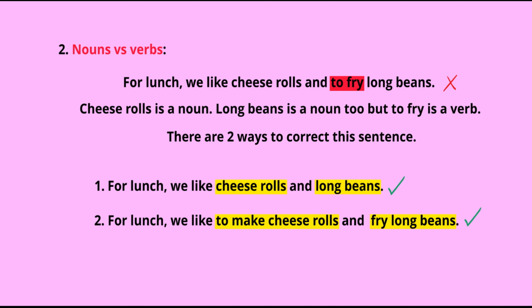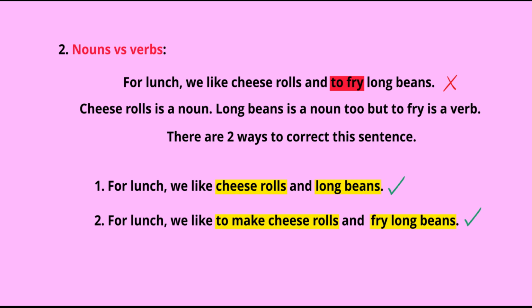The second one is nouns versus verbs. For lunch, we like cheese rolls and to fry long beans. So what is wrong here? Cheese rolls is a noun, but to fry is a verb, right? So it doesn't match. You cannot use nouns and verbs. Either both the words should be nouns, or both should be verbs.